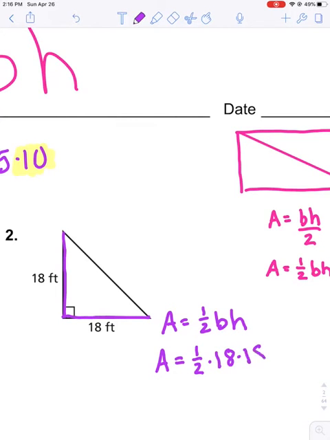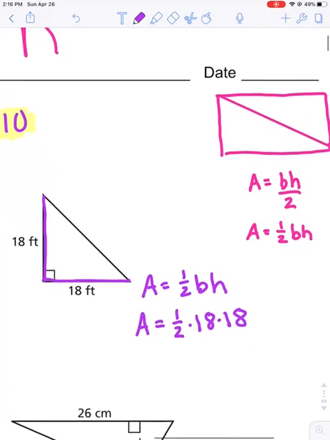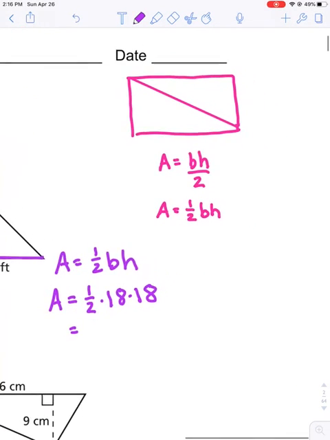Step number 2 is to plug in the numbers. 1/2 times 18 times 18. Even if they were different numbers, it wouldn't matter which one you have first and which one you have second. Here's where you finally get to take a shortcut and use a calculator. So you could use whatever strategy you want to do 1/2 times 18 times 18. Do that, come back, and see what the answer is.